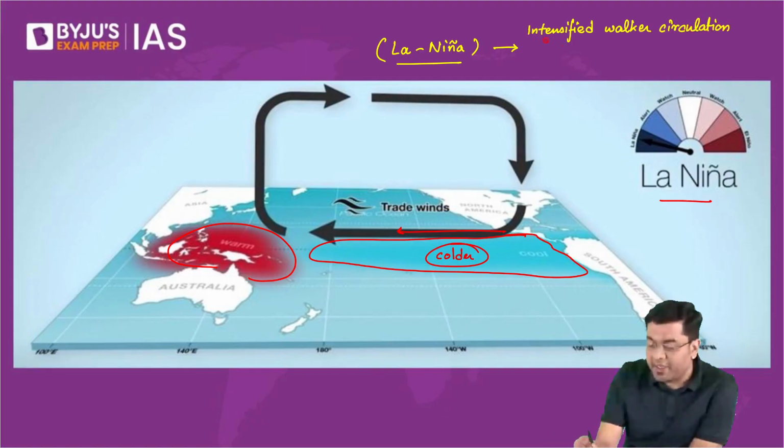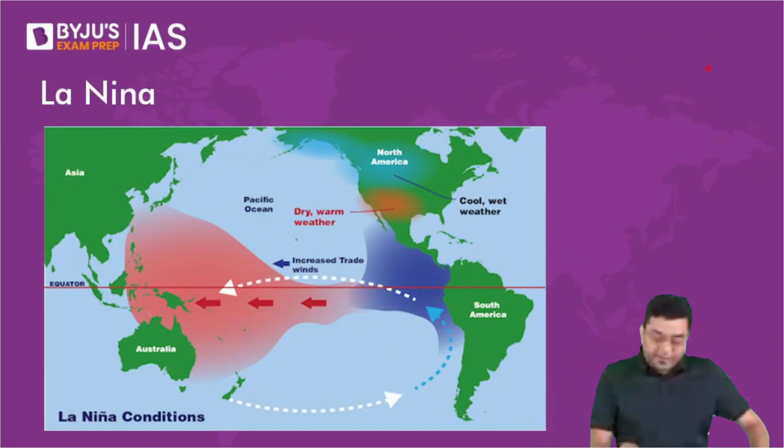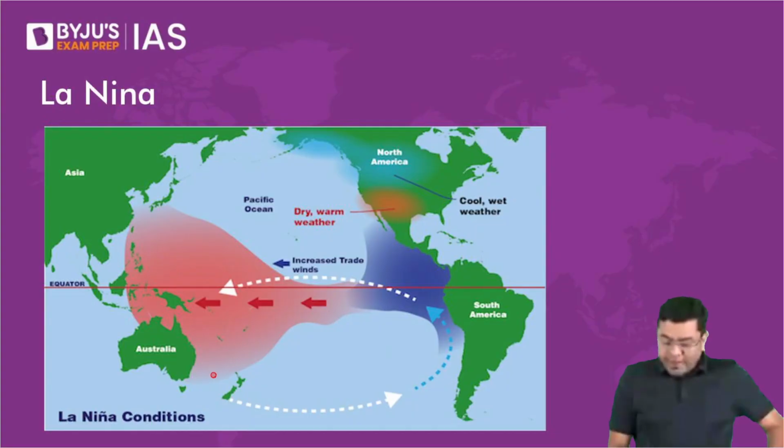And when you have an intensified Walker circulation, that is also referred to as a cooling phase of Pacific. Okay, so when we talk about La Nina conditions, observe how you will find that there is a greater amount of spread of warmer waters in this region.